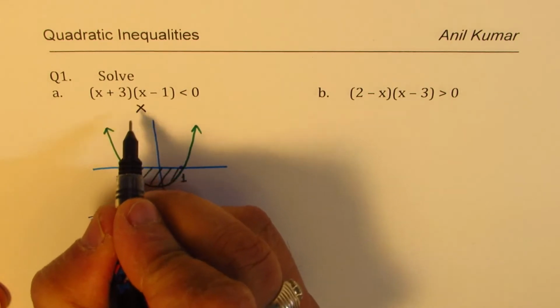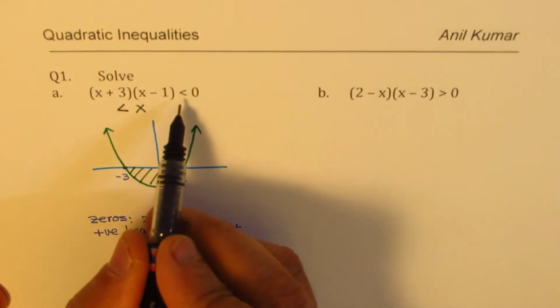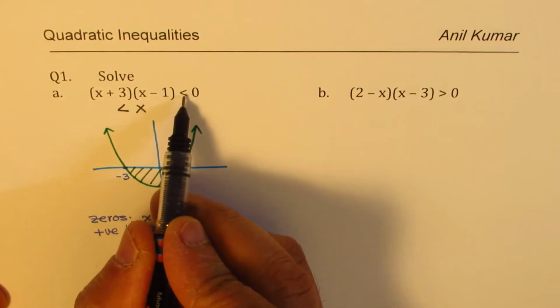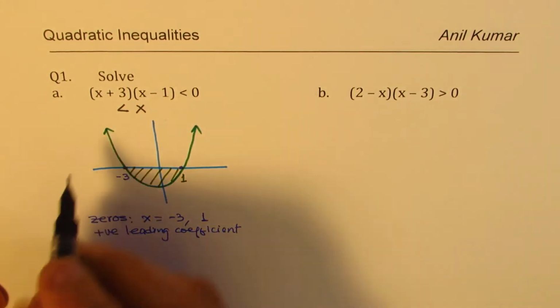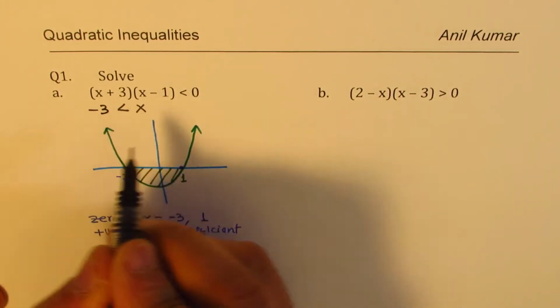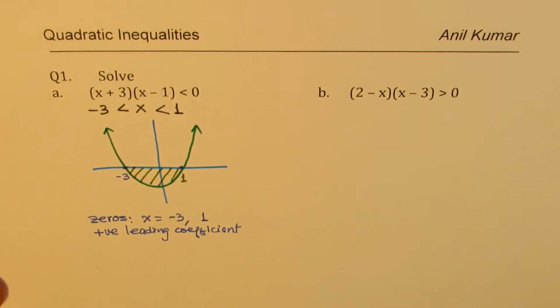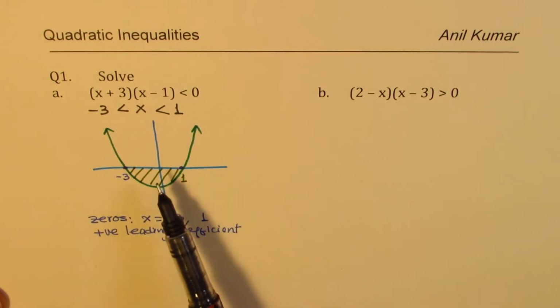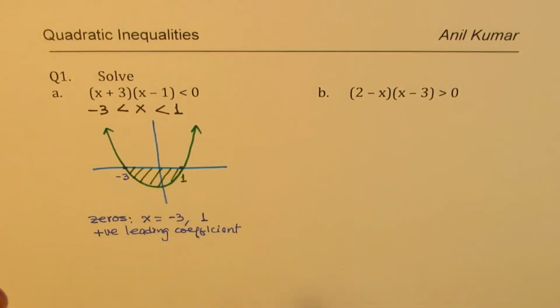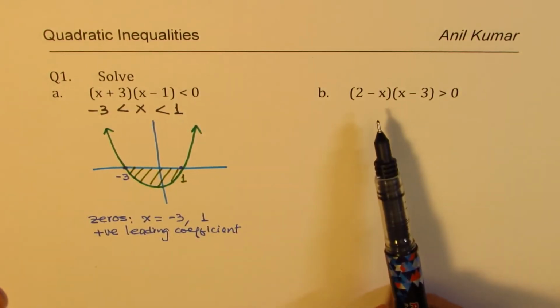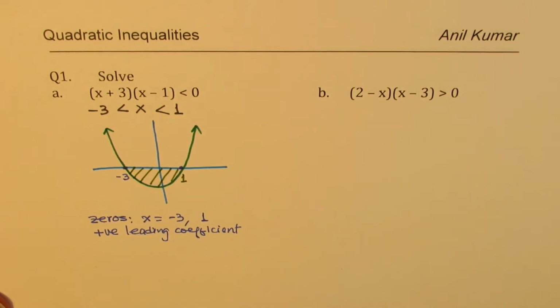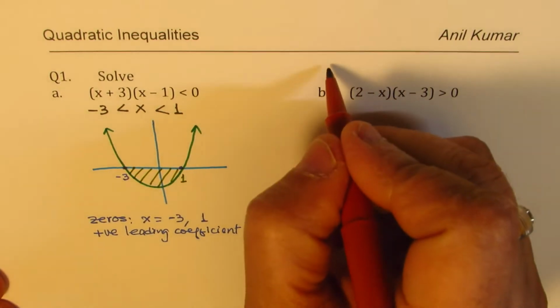the value of x is greater than, not equal to, -3. So -3 is not included and x is less than +1. Is that clear to you? So that is how you can actually solve the inequality using a graph. Perfect. Now in the second question, we will use a different method. We'll analyze intervals.